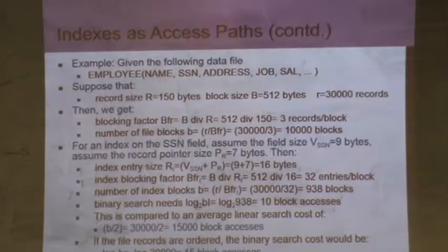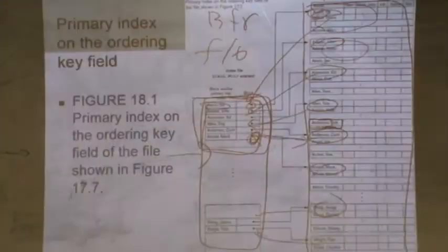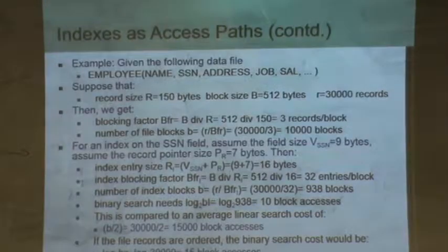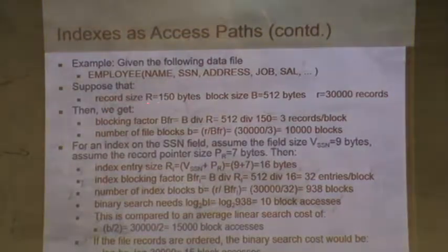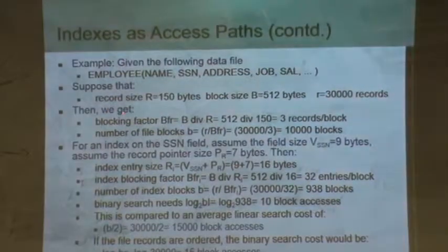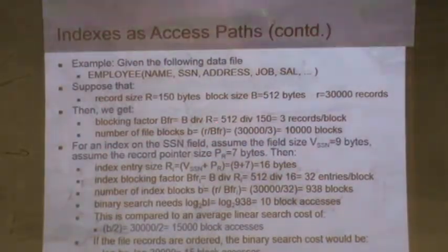For example, we have the employee table like this one. The employee table consists of the name, social security number, and other attributes. These are the given information: the average record size is 150 bytes, the block size is 512 bytes, and we have 30,000 records. What is the blocking factor? You divide the block size by the record size and take the floor. At least you need 1, even if we have just 1 record.